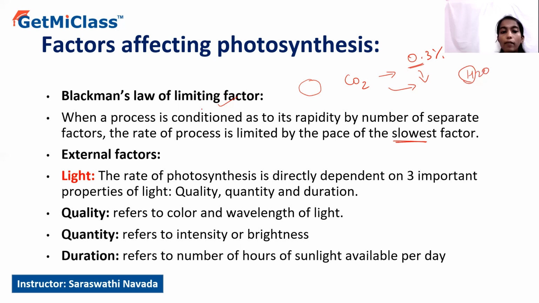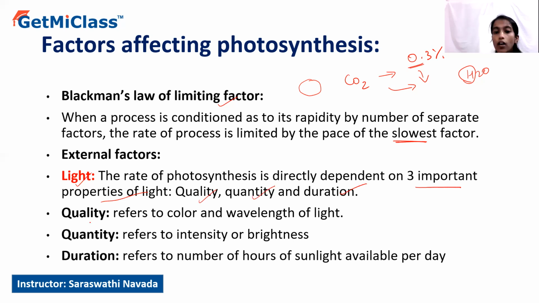Next we'll see certain external factors that affect the rate of photosynthesis. Among them, the first one is light. The rate of photosynthesis is directly dependent on light, because light is the major source of energy for photosynthesis, and the light reaction operates in the presence of sunlight only. The rate of photosynthesis depends on three important properties of light: quality, quantity, and duration of the light.